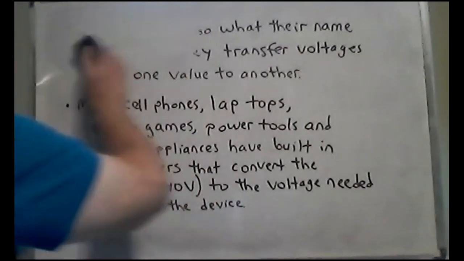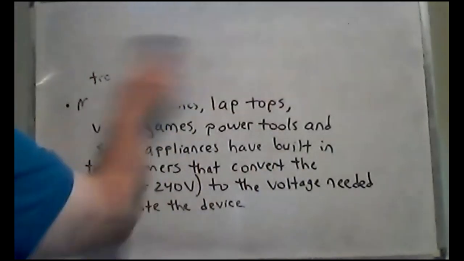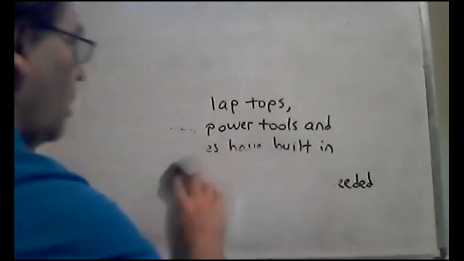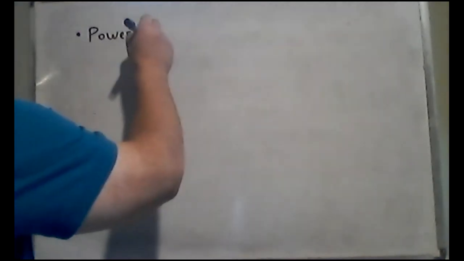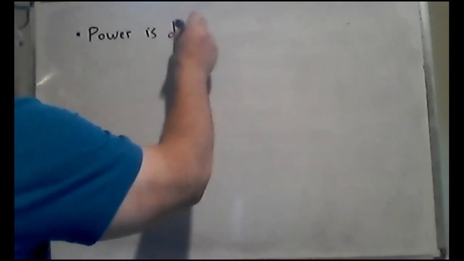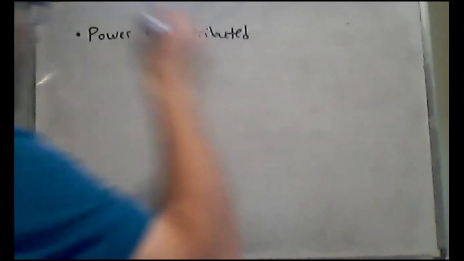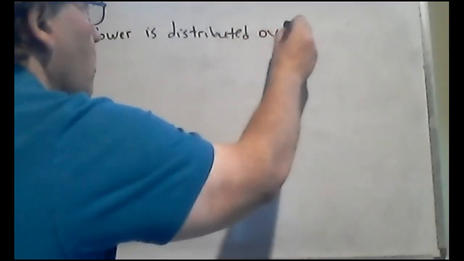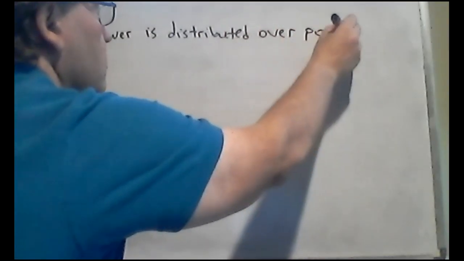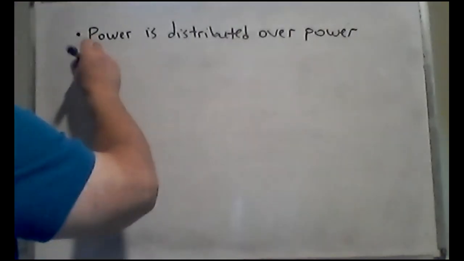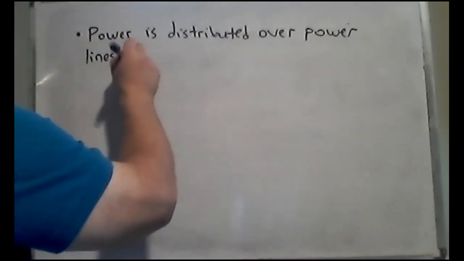So, giving examples, as we talked about in earlier chapters, power is transferred over power lines at very high voltages. Power is distributed over power lines at very high voltages.